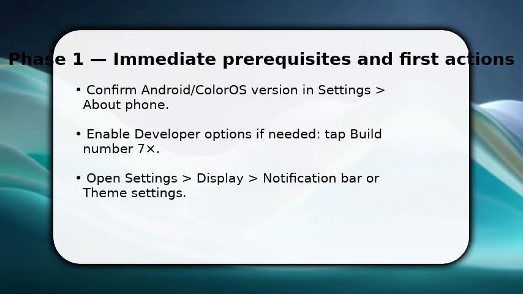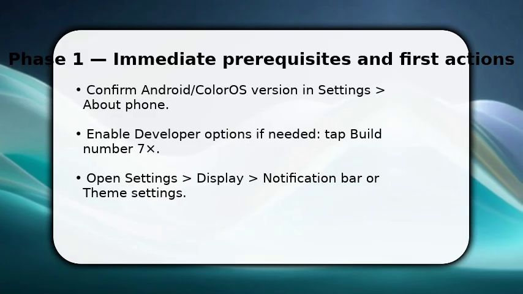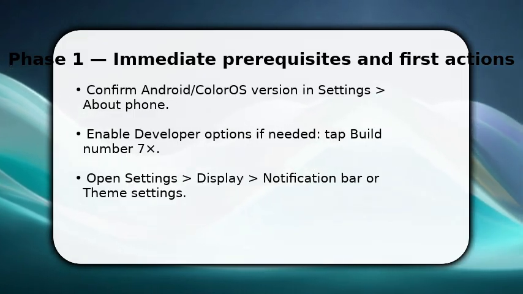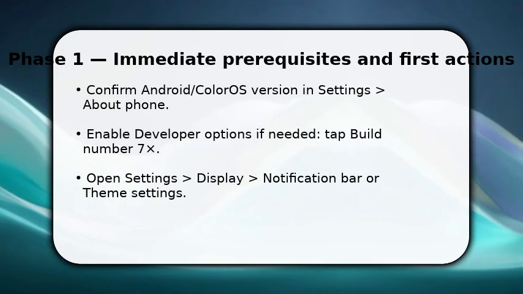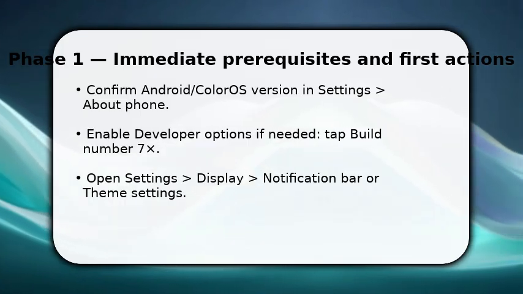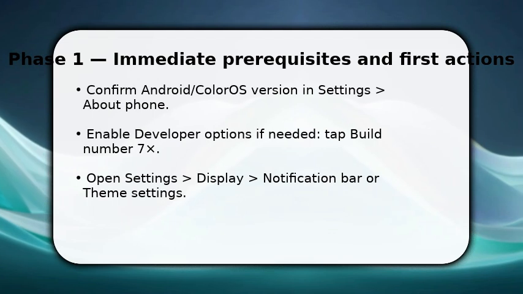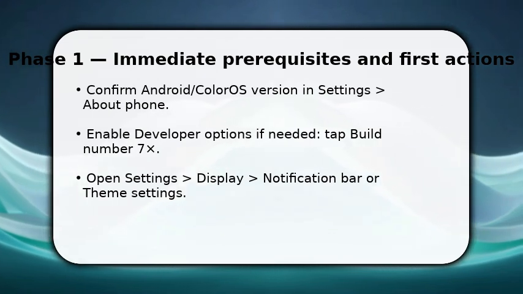Now go straight to Settings, then Display. If your Oppo shows a direct notification bar option, open it. Otherwise, open Theme or Customizations. These initial steps let you reach the exact controls that change the notification bar color.